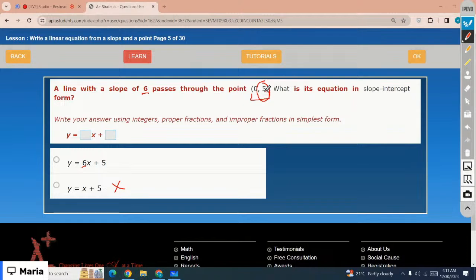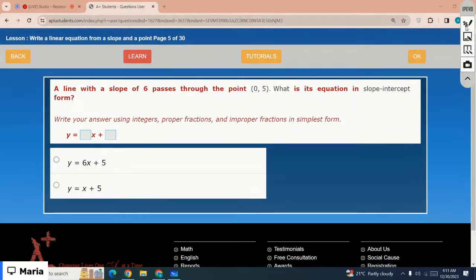This is the y-intercept 5. So the correct option is option number 1. That is y equals 6x plus 5, right? Option number 1 is the correct option.